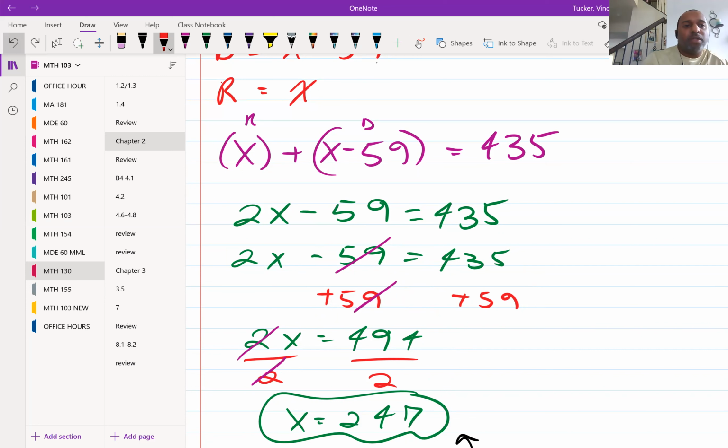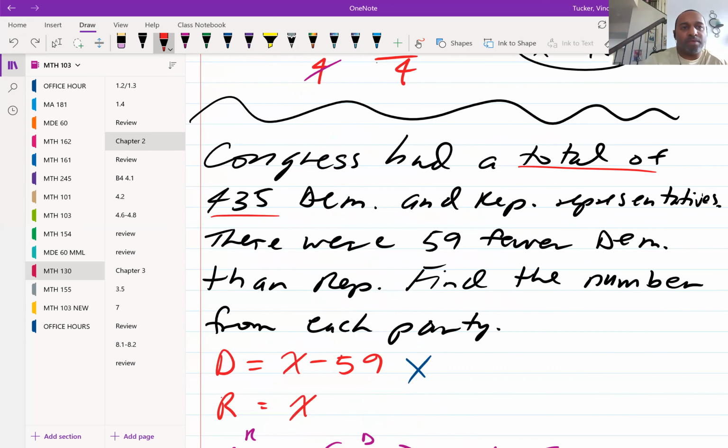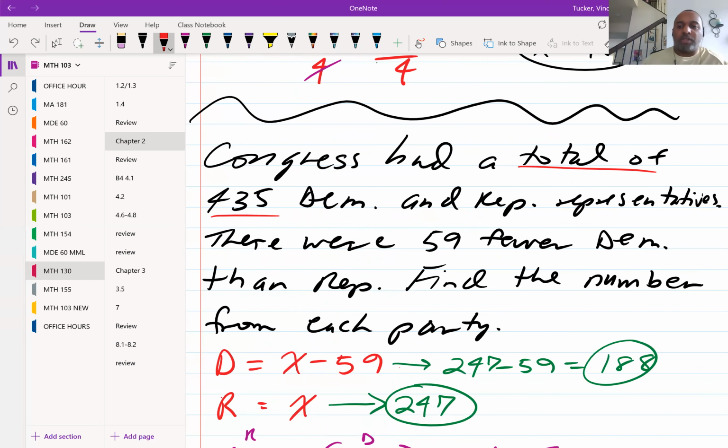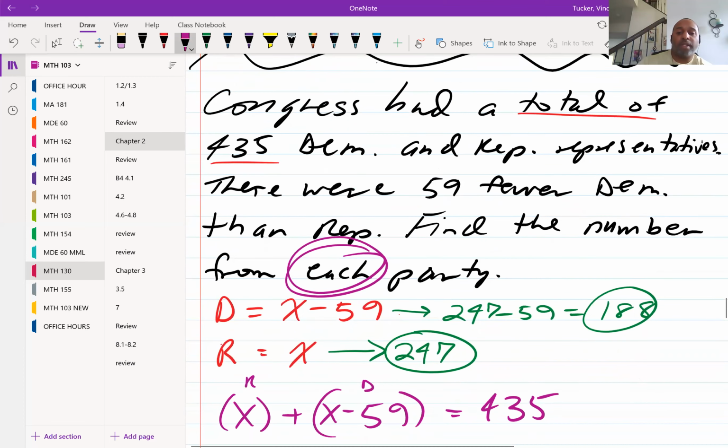All right. So once again, going back to making sure you actually answer the question, it says find the number from each party. So I need to take that 247, see how it applies according to my algebraic representation. So X is equal to 247. So that means my Republicans had 247 people there. And then 247 minus 59 gives me my 188 for the Democrats. And so those would be my 2 answers.